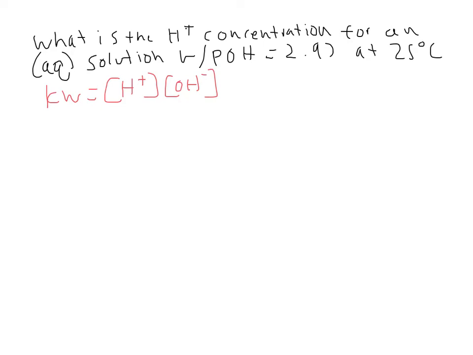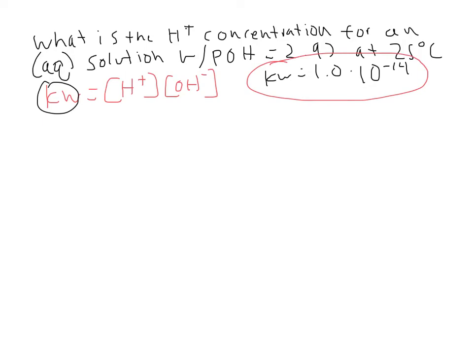Alright, so this is an equilibrium, as we can see here, and hopefully by now we all know how to solve equilibriums. And since at 25 degrees, the problem states that Kw has a value of 1.0 times 10 to the minus 14. So that's what Kw is. So what are we solving for? Right there it says the H plus concentration. Alright, so it might look like we have two unknowns, but we don't.